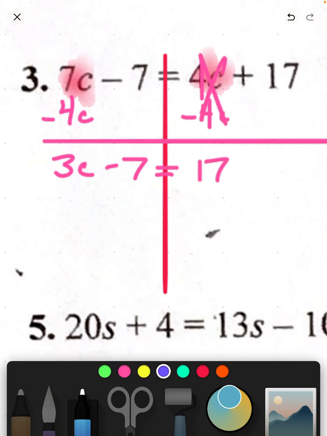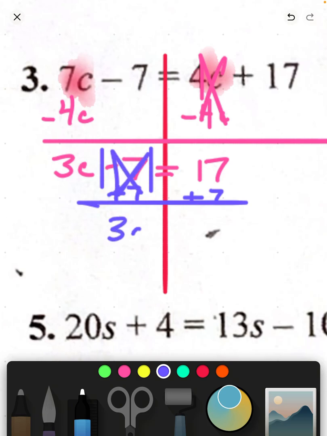Those cancel out. Now, next move, this is a two-step equation that you got left, right? Get your c's on one side, so let's get our constant on the other. Get the opposite of subtract 7. You always take the operation in front of it with it, which is to add 7, and 3c equals 24. This is a one-step division equation from now. Divide by 3, and you will get your answer.